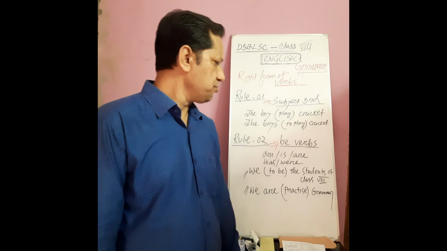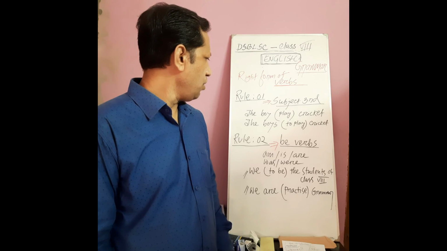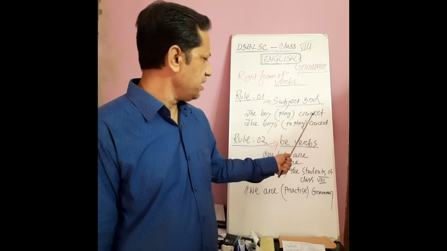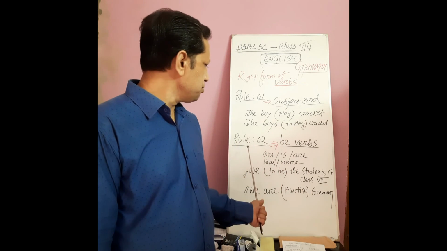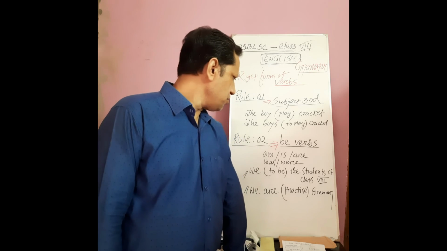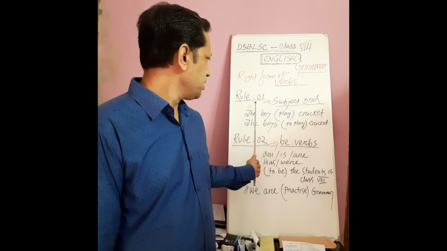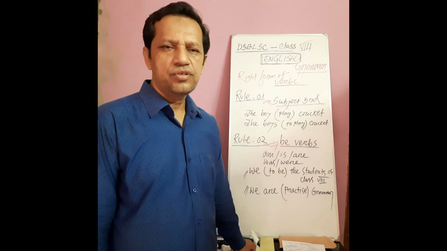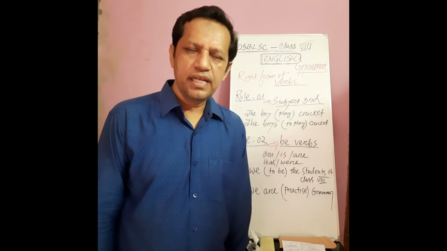My dear students, today we have practiced two rules. Rule 1 about subject, third person singular and also third person plural number, and rule 2 we have discussed about right form of verbs of be verbs. Rule 2 be verbs, and rule 1 about subject, third person singular and also third person plural number.